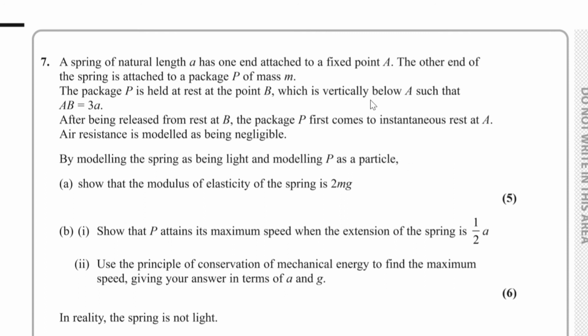Question number 7. A spring of natural length A has one end attached to a fixed point A. The other end of the spring is attached to a package P of mass M. The package P is held at rest at the point B, which is vertically below A, such that AB equals 3A. After being released from rest at B, the package P first comes to instantaneous rest at A. Air resistance is modelled as being negligible. By modelling the spring as being light and modelling P as a particle, for part (a) we have to show that the modulus of elasticity of the spring is 2 mg.